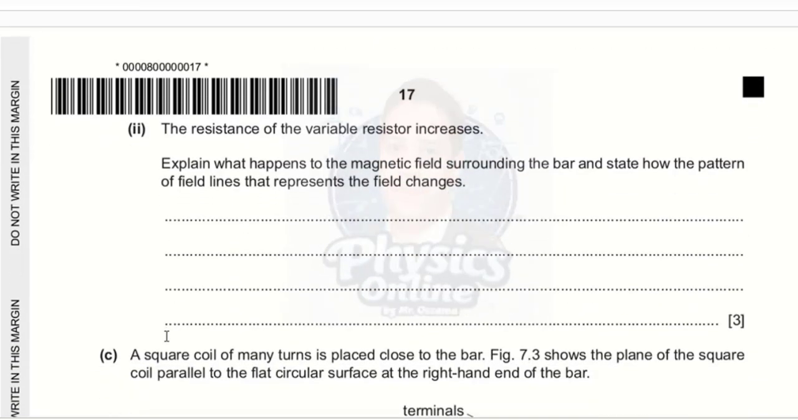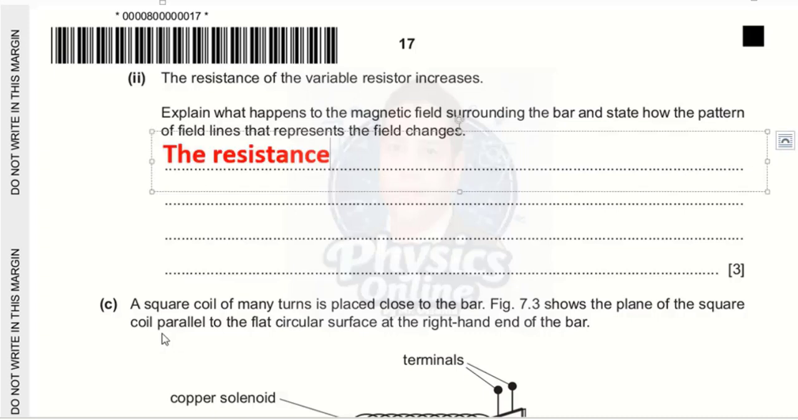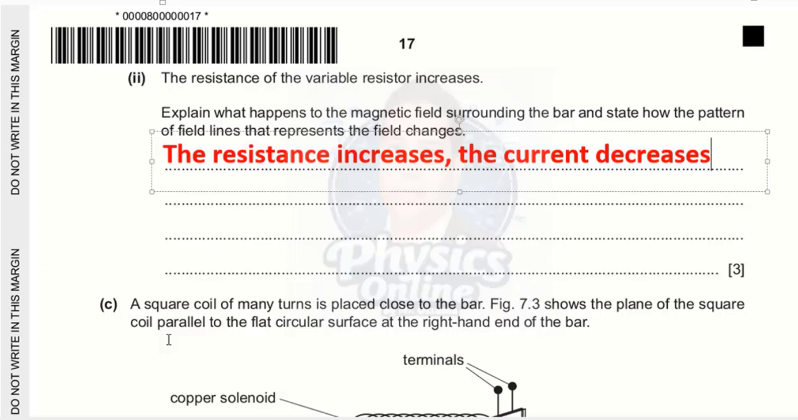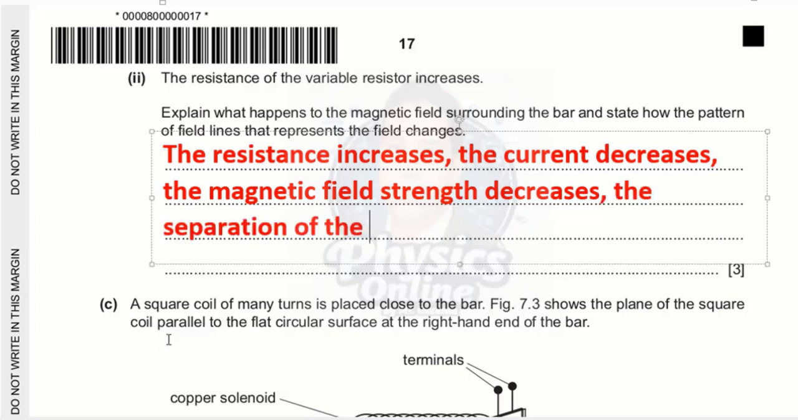The resistance of the variable resistor increases. Explain what happened to the magnetic field surrounding the bar and state how the pattern of the field lines that represent the field changes. The resistance increases, so the current decreases. Magnetic field strength also decreases. The separation of the magnetic field lines, the distance between lines, increases.